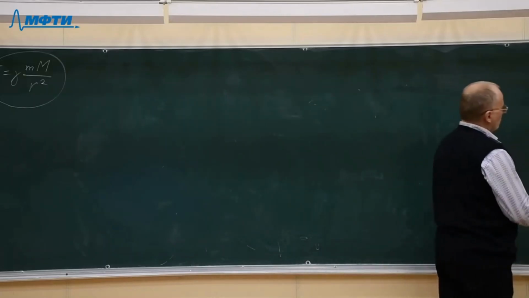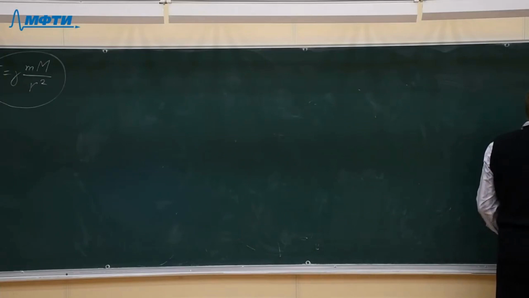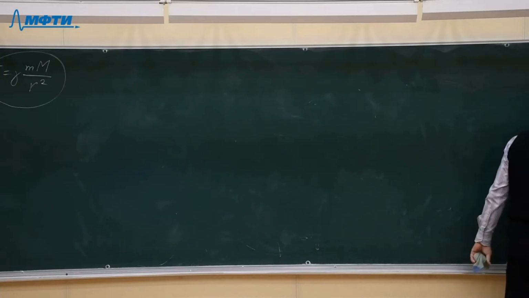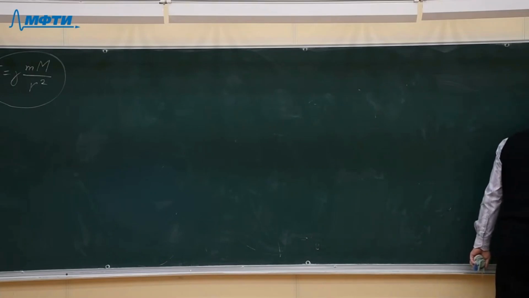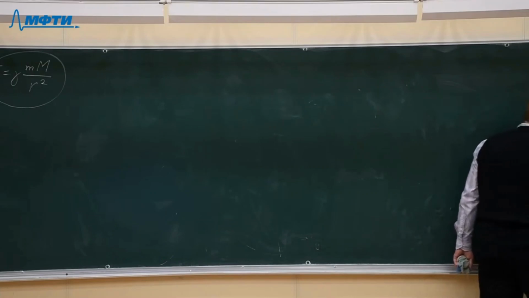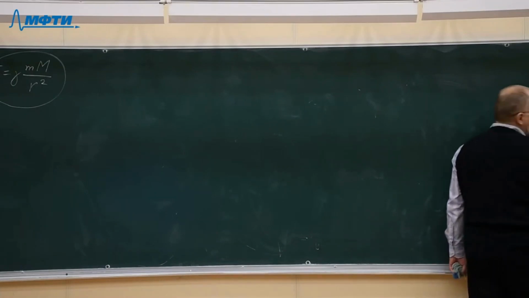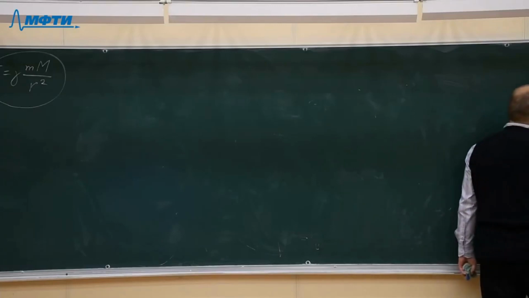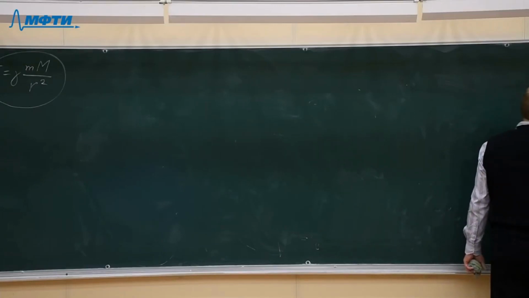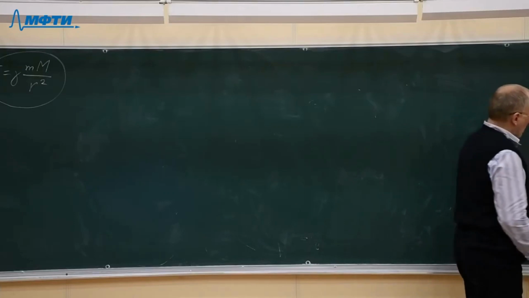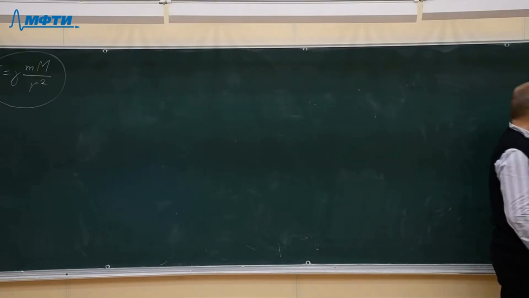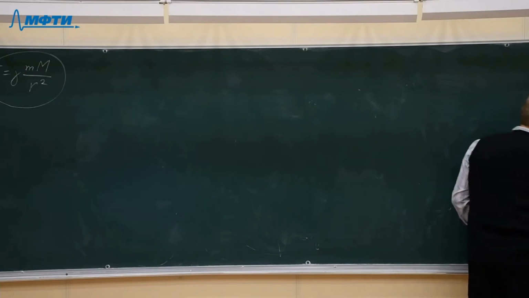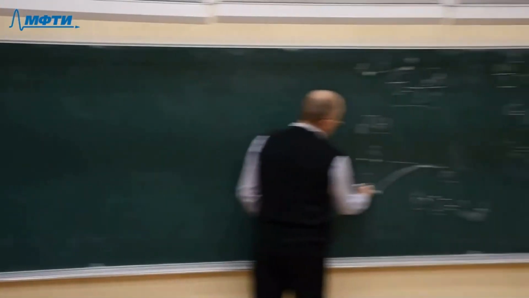So we have found the potential energy of a body of mass m, which is in the gravitational field of the planet, and the potential energy as a function of distance between the body and the center of the planet is given by this function. This is the formula for this function, and this is its graphical representation. What happens inside the planet?